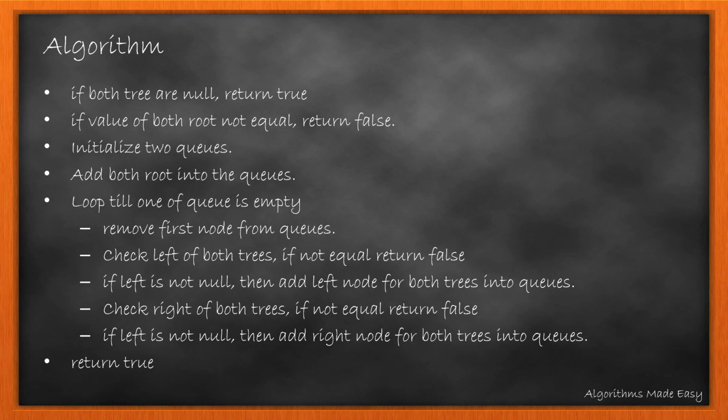We remove the first element from both queues. Now if the left values in both are equal, we add the left node into the queue and do the same with the right tree. If values are unequal, we return false. After the loop, we return true.